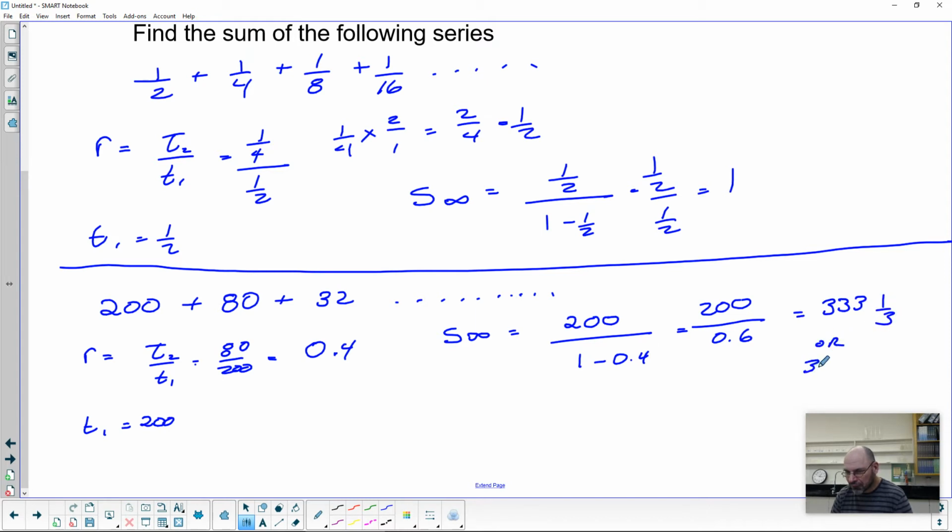Or if you round it to decimal, 333.33, we'll say. Okay, so there's a couple examples of just finding sums. Now that's not the only kind of example that you will see. Sometimes I'll give you an example where you have to find something else. So let's take a look at an example like that.